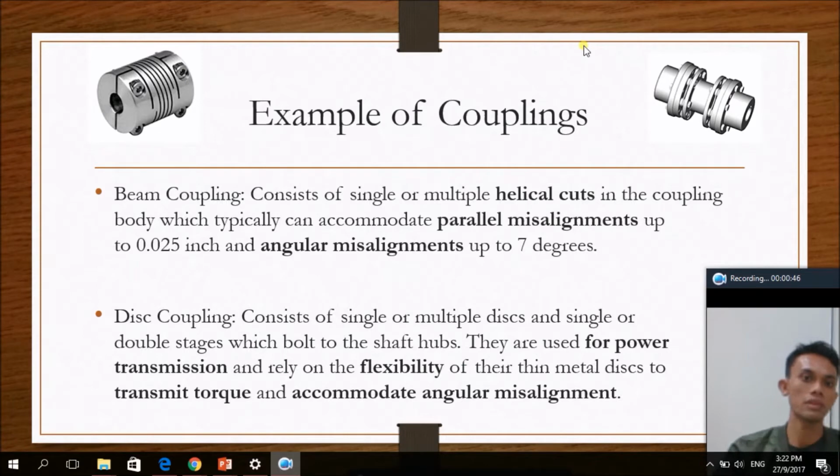A beam coupling consists of single or multiple helical cuts in the coupling body, which typically can accommodate parallel misalignment up to 0.025 inch and angular misalignment up to 7 degrees. While a disc coupling consists of single or multiple discs and single or double stages which bolt to the shaft hubs. They are used for primary transmission and rely on the flexibility of the thin metal disc to transmit torque and accommodate angular misalignment.